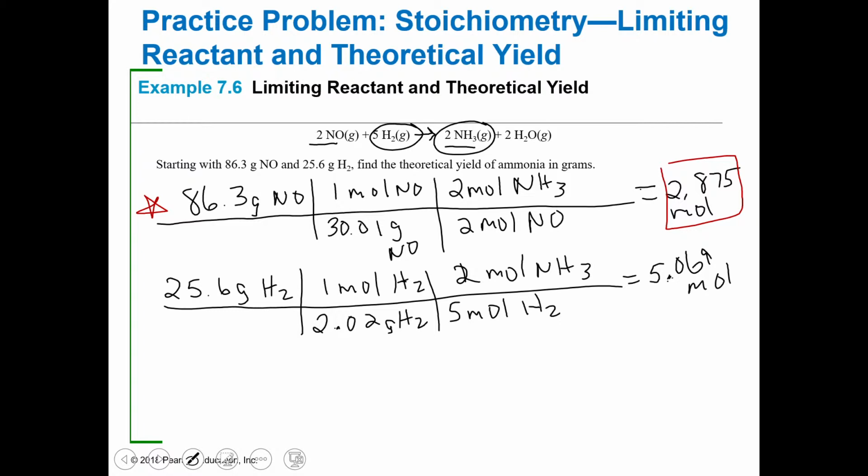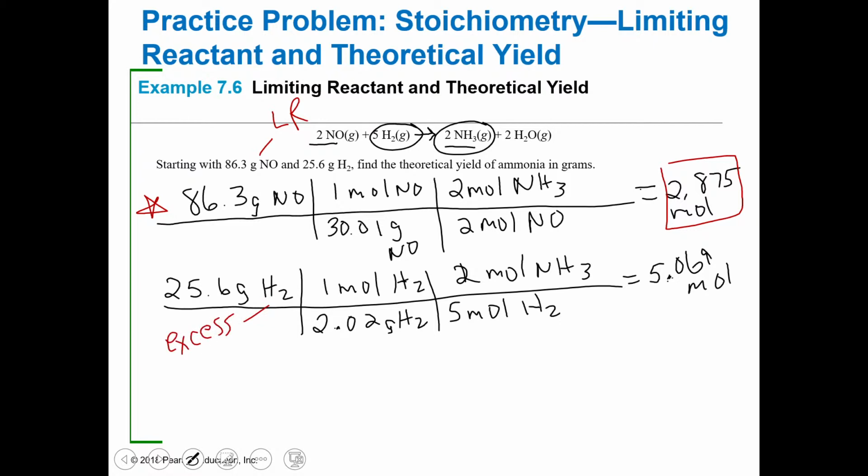I don't have excess of hydrogen gas. I have 25.6 grams. So the nitrogen monoxide is going to be our limiting reactant, and that means the hydrogen gas is going to be what's in excess or left, or we're going to have some left over.